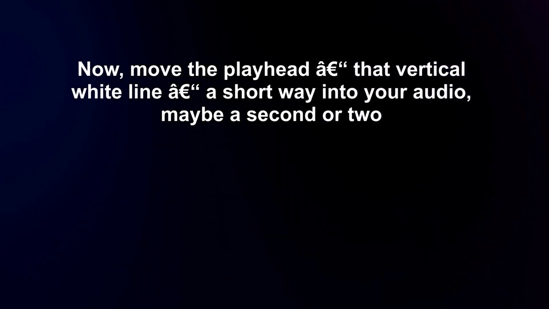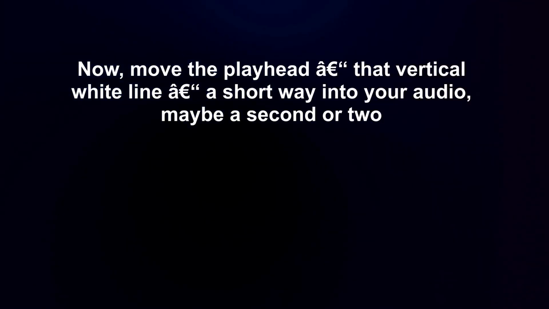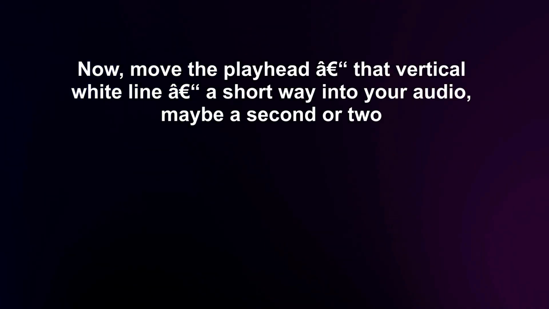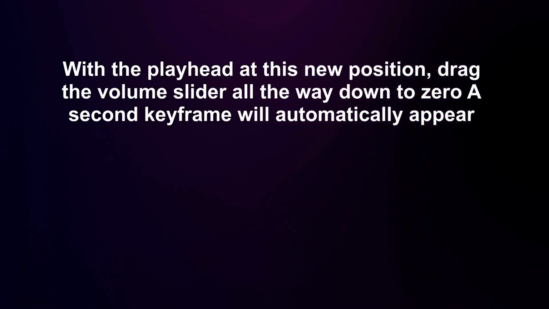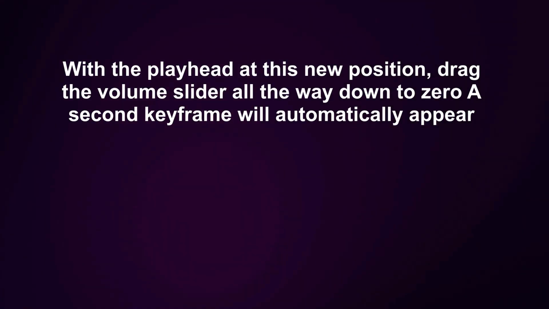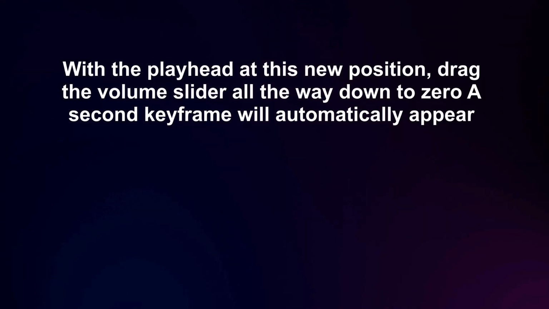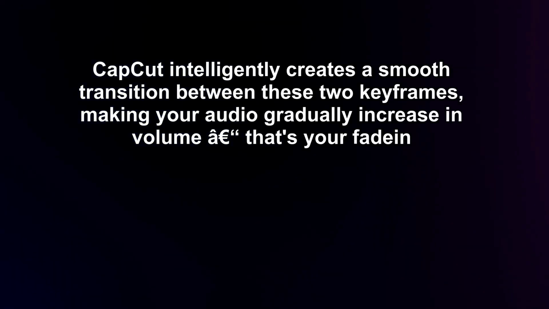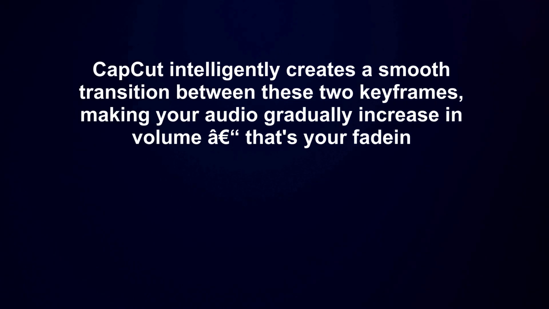Now, move the playhead, that vertical white line, a short way into your audio, maybe a second or two. With the playhead at this new position, drag the volume slider all the way down to 0. A second keyframe will automatically appear. CapCut intelligently creates a smooth transition between these two keyframes, making your audio gradually increase in volume.